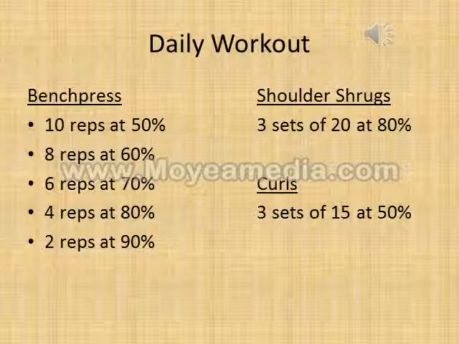To better explain this concept, I've laid out a daily workout example. Starting with bench press, the student would do 10 reps at 50% of their max. After a break, they would do 8 reps at 60%, followed by 6 reps at 70%, 4 reps at 80%, and finally 2 reps at 90%. They would also do shoulder shrugs, 3 sets of 20 at 80% of the max weight that they're able to shrug, and 3 sets of 15 at 50% of the max weight that they're able to curl.